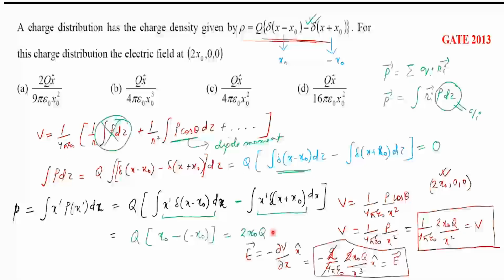Then we substitute the dipole moment in the expression of the electric potential. We got the electric potential. Then from this electric potential, we derive the electric field. Okay? Okay, thank you, sir.